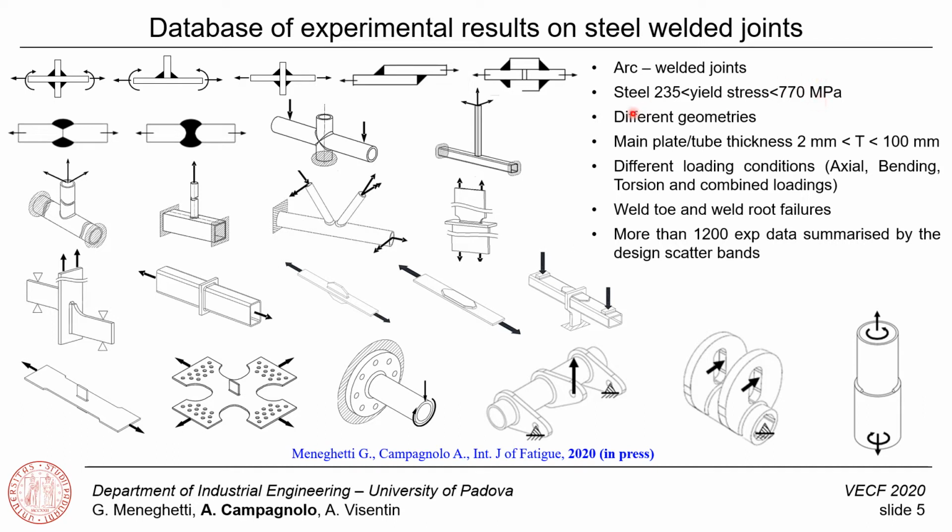The experimental results were generated by fatigue testing as-welded and stress-relieved joints under pure axial, pure bending, pure torsion, and combined bending-torsion or axial-torsion in-phase or out-of-phase fatigue loadings. Both weld root and weld toe fatigue failures were included in the database.